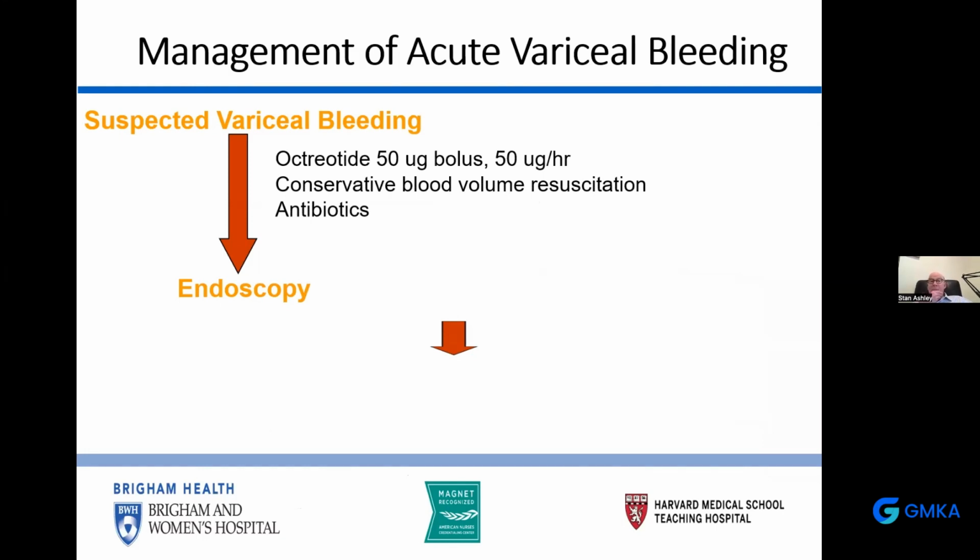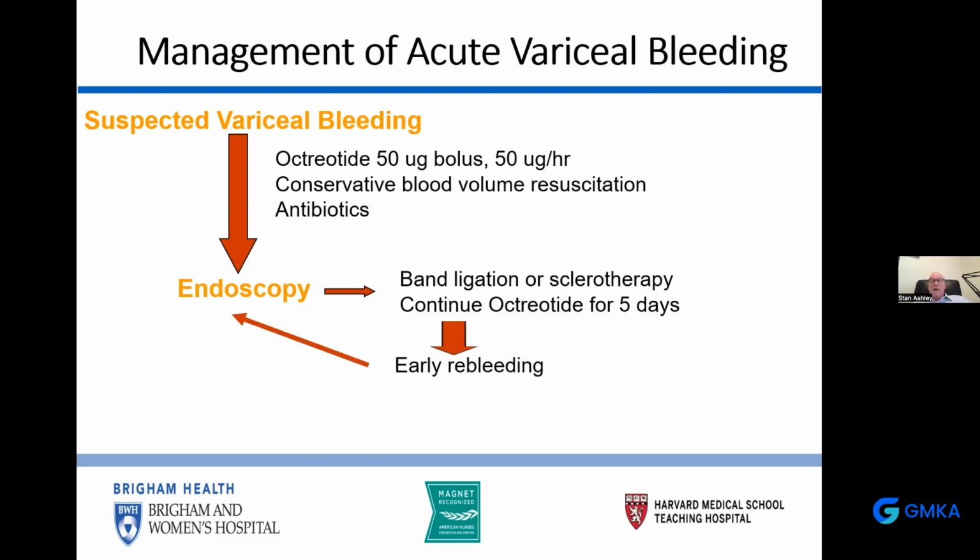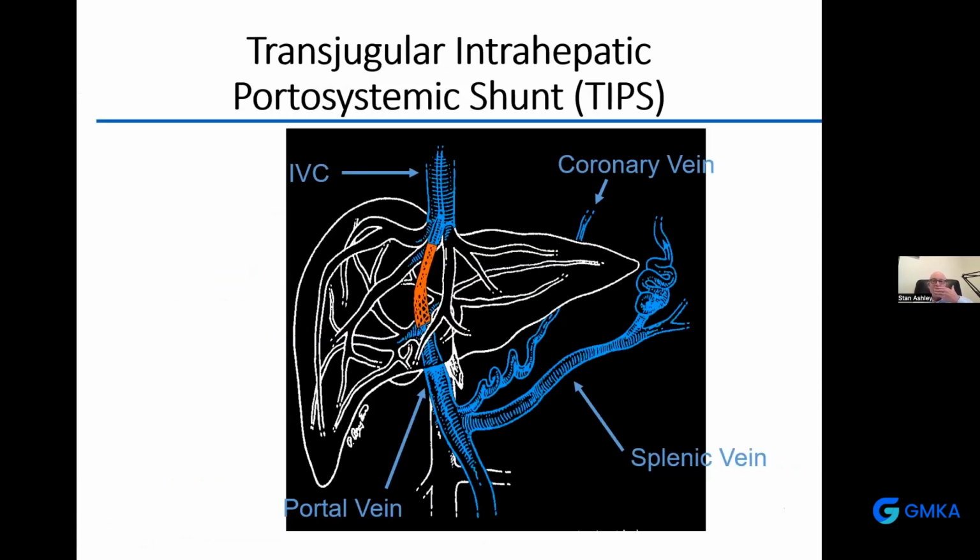Octreotide, if we think they've got variceal bleeding, again, conservative blood volume resuscitation, and all patients ought to get some antibiotics. Proceed with endoscopy. We do ligation more often than sclerotherapy and continue the octreotide for 5 days. If they rebleed, we band again. And if they rebleed or there's failure to control, the choice today usually is TIPS. When I trained, we had 10 different shunt operations that we did for active bleeding, but TIPS, if it's available, has really solved most of those issues. And I don't think we've done a shunt at my hospital in 10 years.